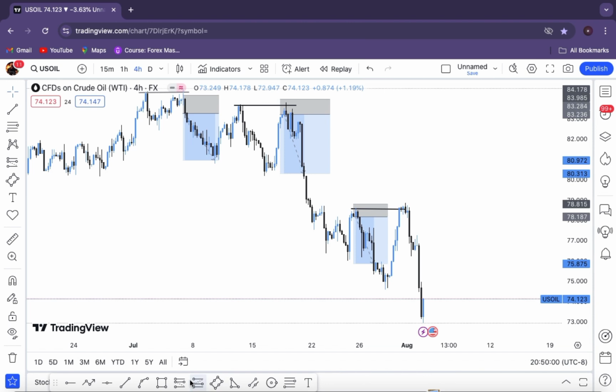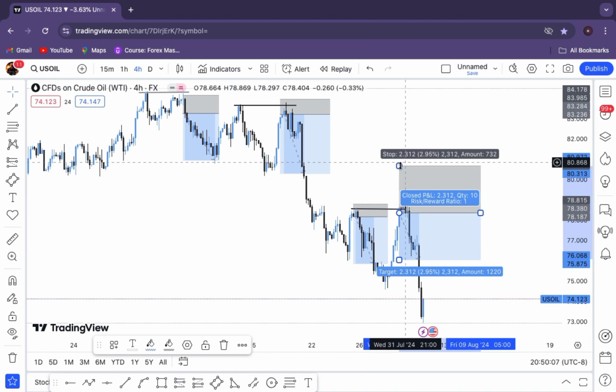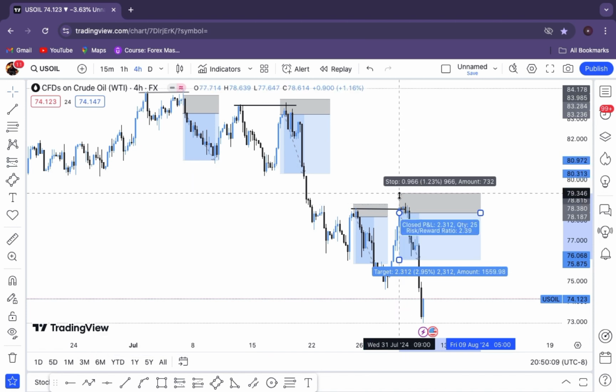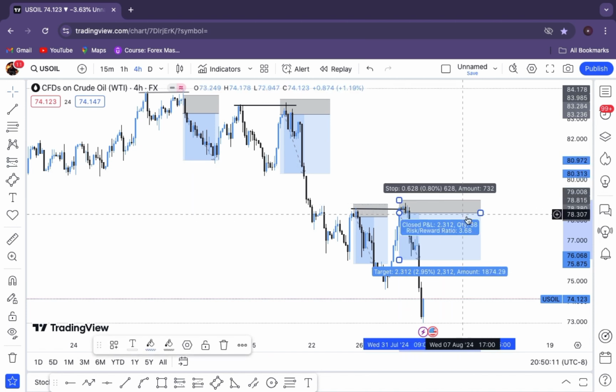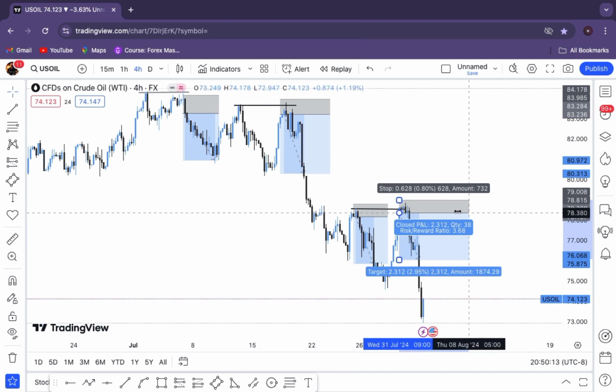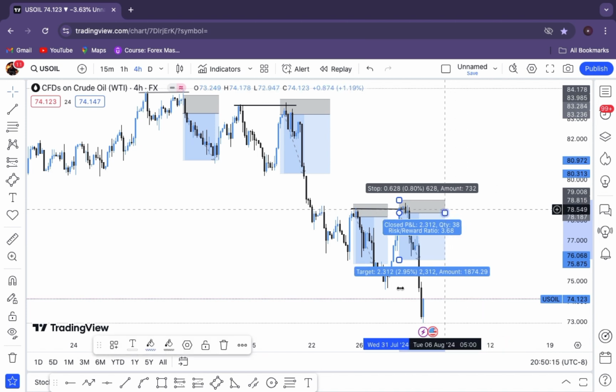So all you have to do is take your trade at the close of this candle here. Your stop loss just above this zone, like so, and then your take profit maybe the next level here, which is where the next level should be. You need to always be realistic.